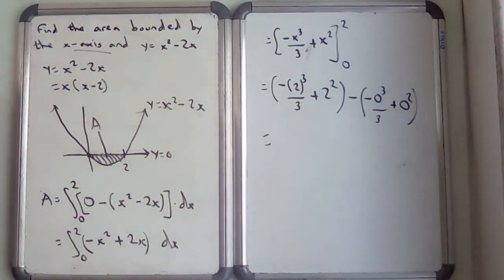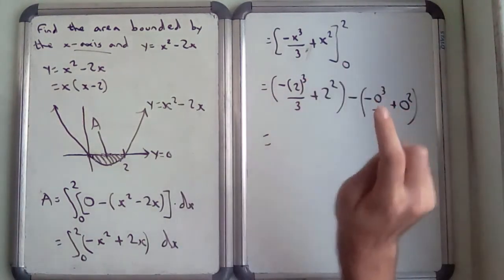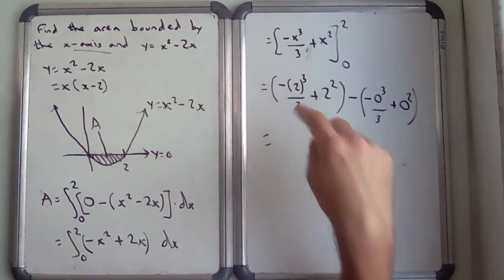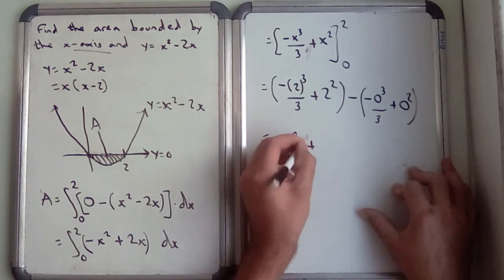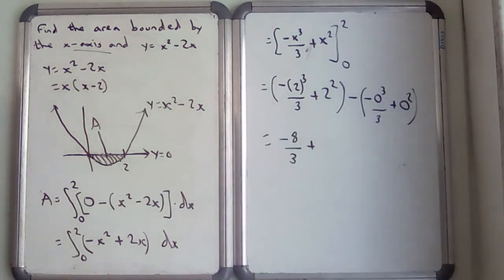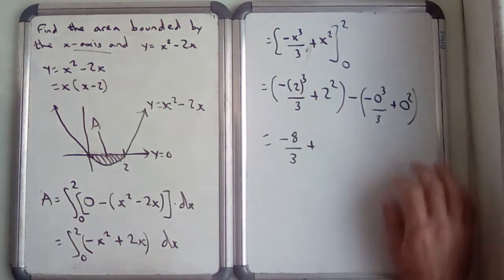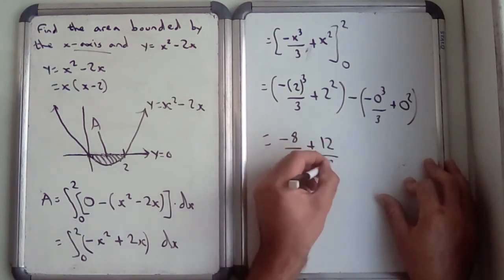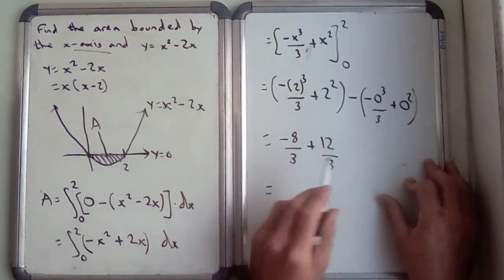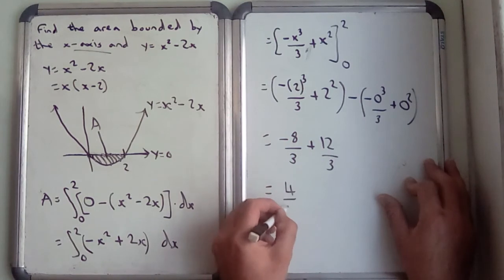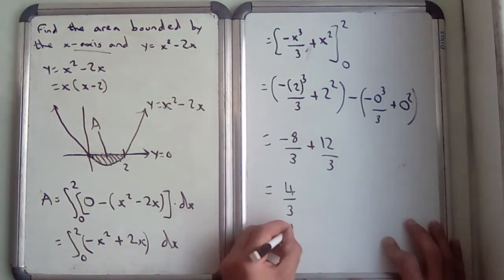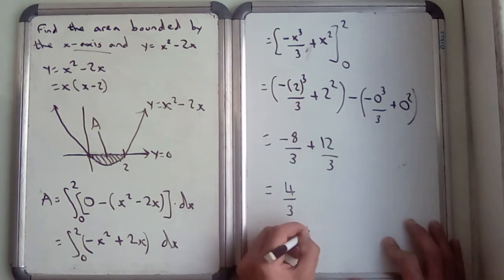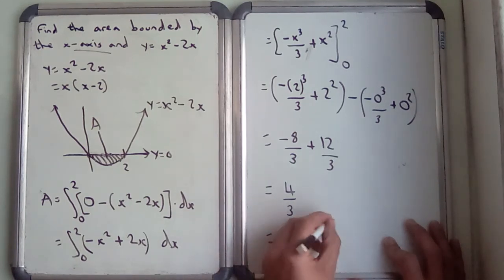So 2 cubed is 8. 8 times minus 1 is minus 8. So it's minus 8 over 3 plus, well, 2 squared is 4. So 4 is 4 over 1, which must be 12 over 3. So minus 8 plus 12 is 4. So that's 4 over 3, which as a mixed number must be 1 and 1/3. And it's an area, so we'll go units squared.